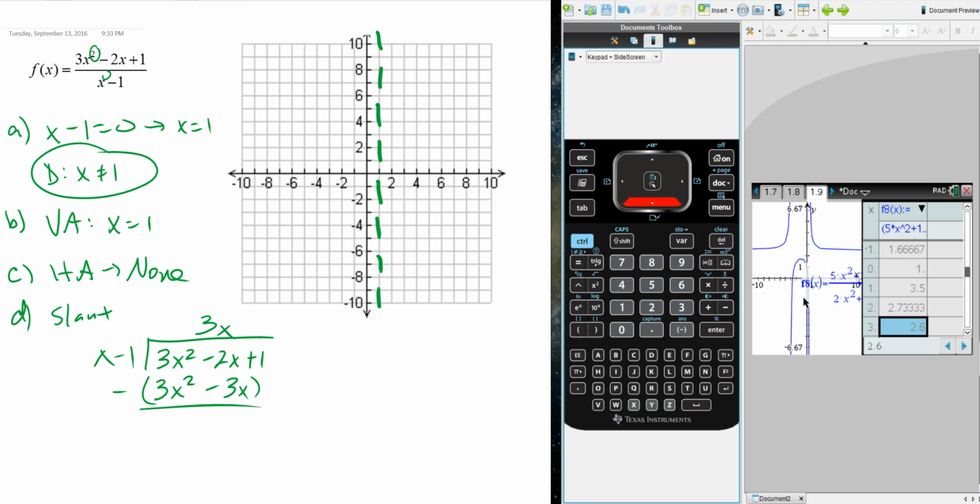Subtract those. We get x plus 1. That goes in one time. I get x minus 1. I don't really care what the remainder is because that's my line. So I'm going to graph that line as my slant asymptote. So I start at positive 1 and go up 3 over 1. And we have a slant asymptote that looks like that.